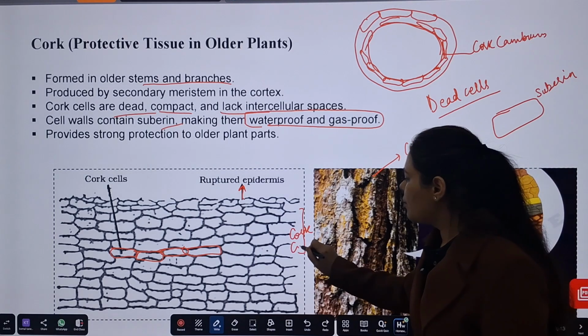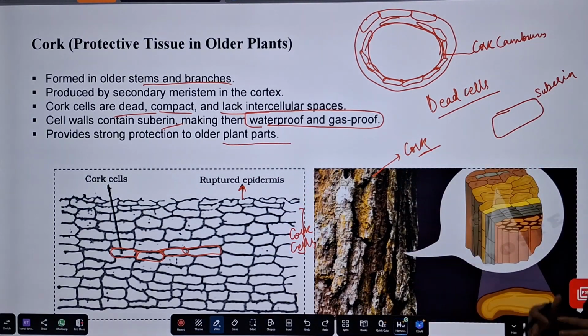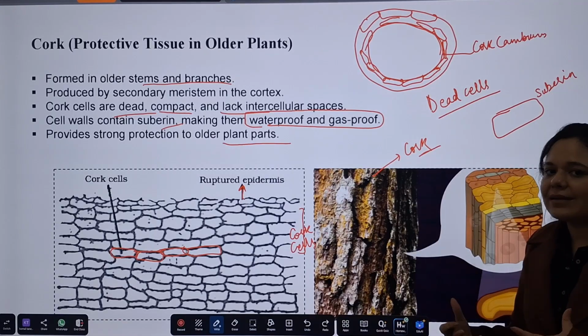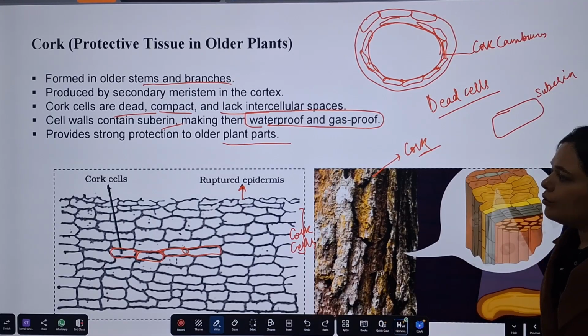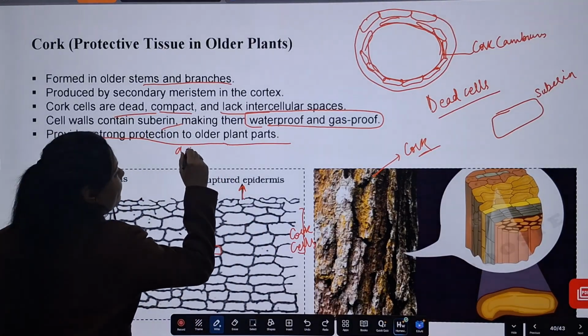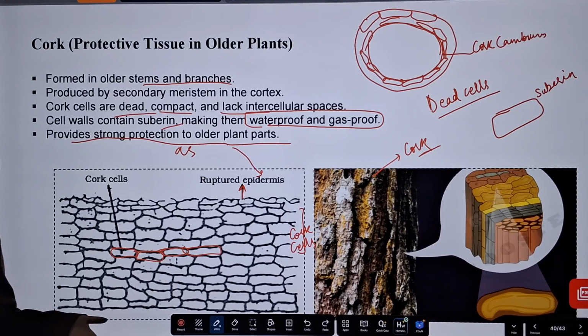Cork cells provide protection to the older plant parts. Since the cells are waterproof and gas proof, it does not allow the stem to get affected by pathogenic infection because water and gases are not going in. So it provides stronger protection to the plant part as compared to epidermis. So this is the second type of protective tissue in plants.